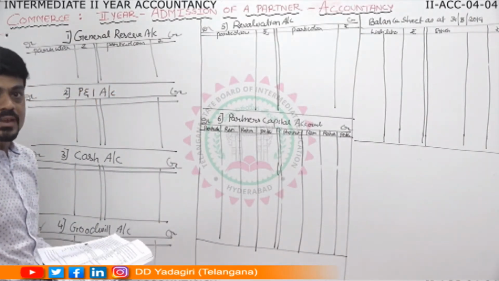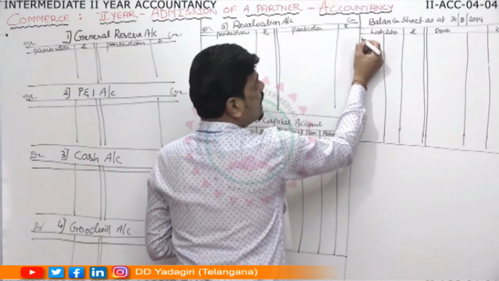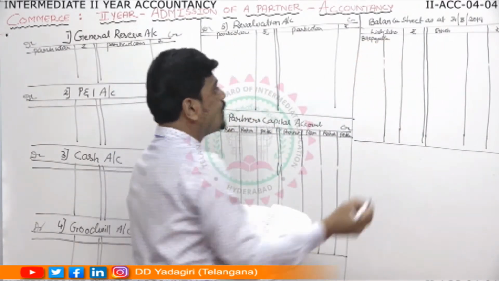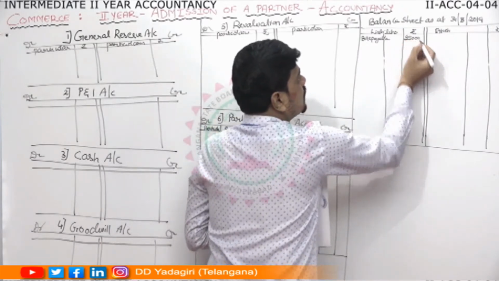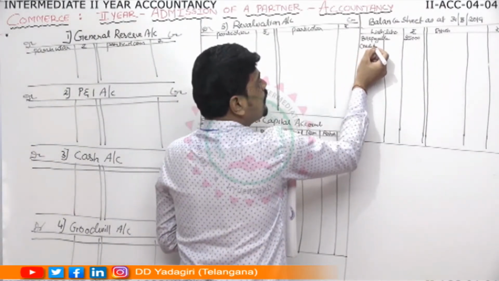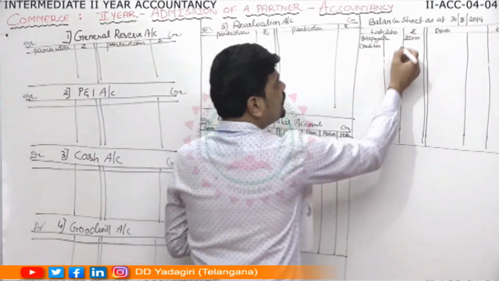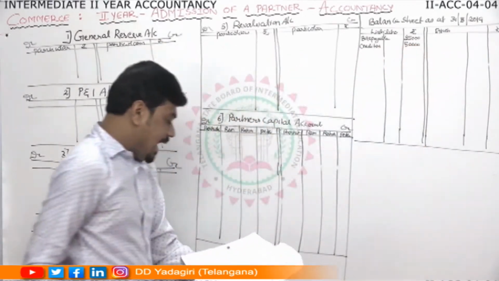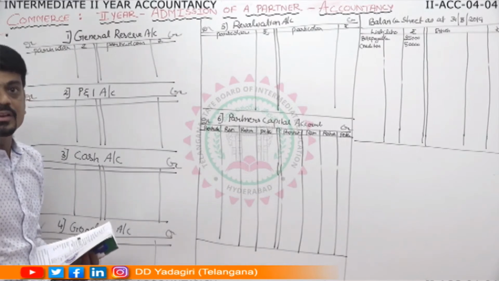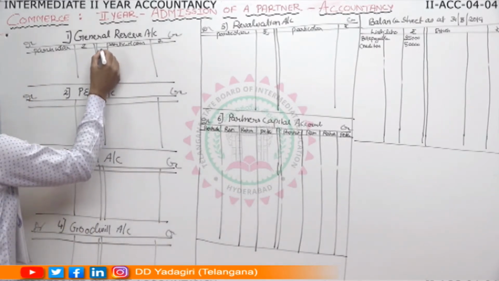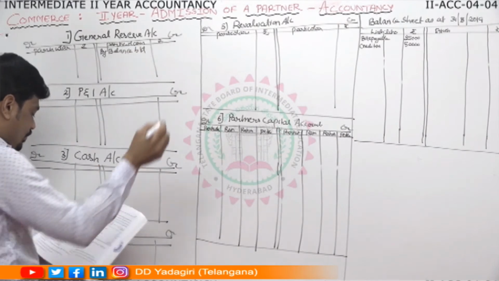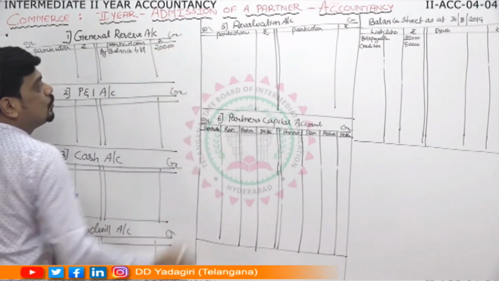What is the first liability given? Bills payable. I am going to the balance sheet and writing it as it is again. Bills payable, and the amount is 25,000. Just cut, copy, paste here. Then creditors, 50,000. Then we have general reserve, which is an accumulated profit. Being an accumulated profit, it shows a credit balance. So in the general reserve account, credit side, by balance brought down, the amount is 20,000.